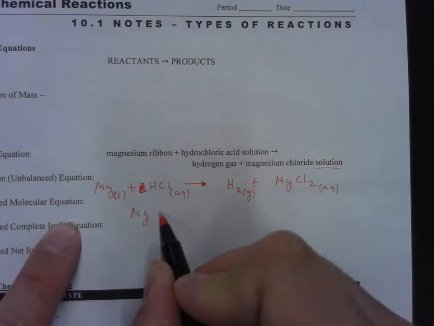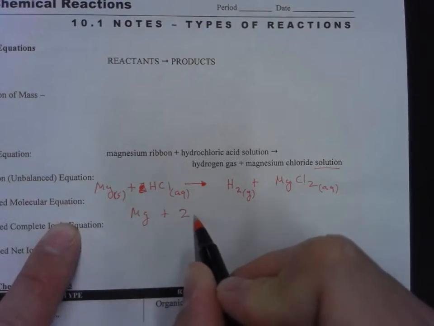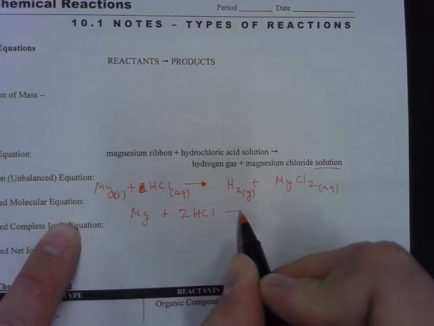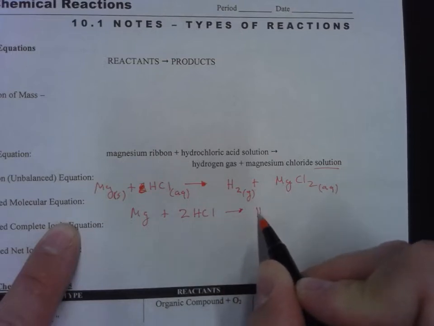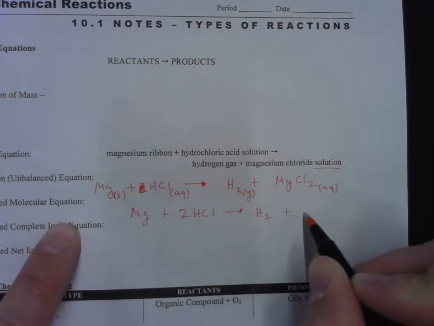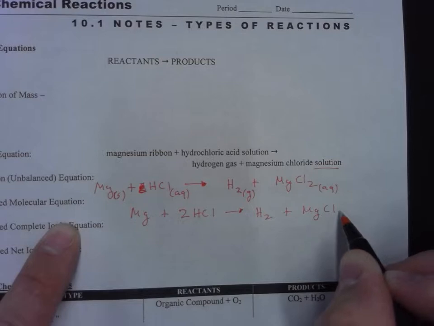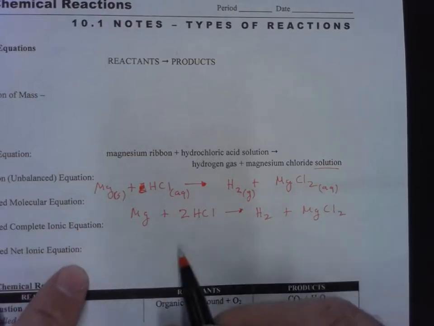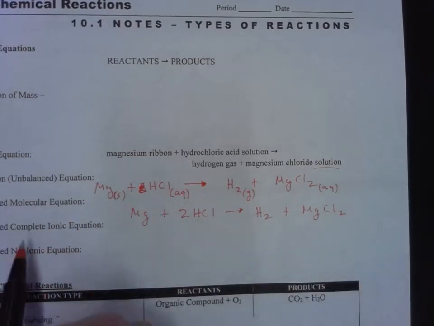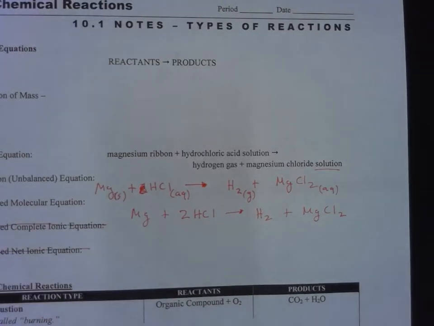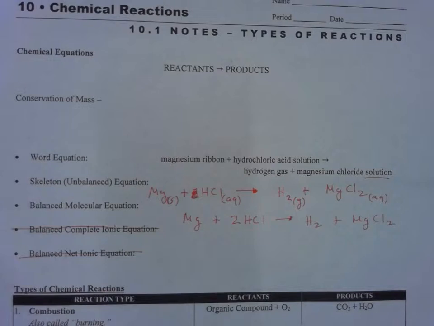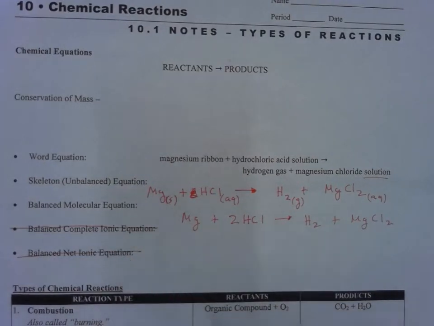Mg plus 2HCl yields H2 plus MgCl2. Okay, that is your balanced equation. Balancing complete ionic and net ionic equations for our purposes is going to be too much. Okay, so we don't have to worry about that. I'll make sure that those aren't on the test.